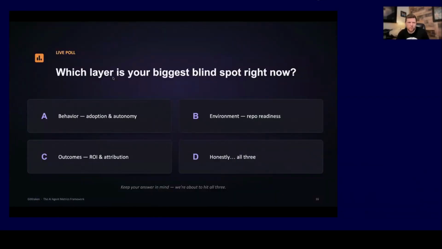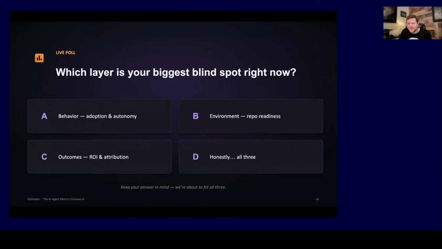Okay, cool. Let's keep rocking and rolling. So next live poll question, we can go ahead and launch that one. And this one's super interesting. Which layer of the framework that we just went over is your biggest blind spot right now? Is it behavior, environment, outcomes, or honestly, all three? Let's give folks a second here to have some engagement.